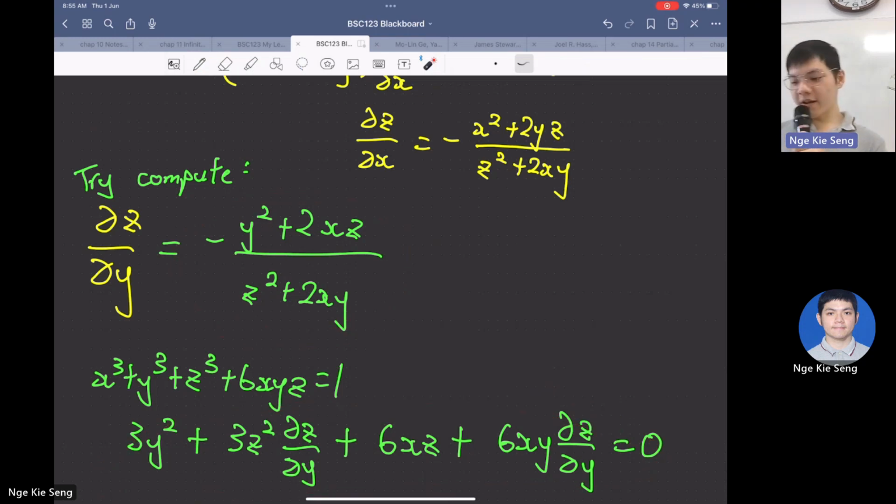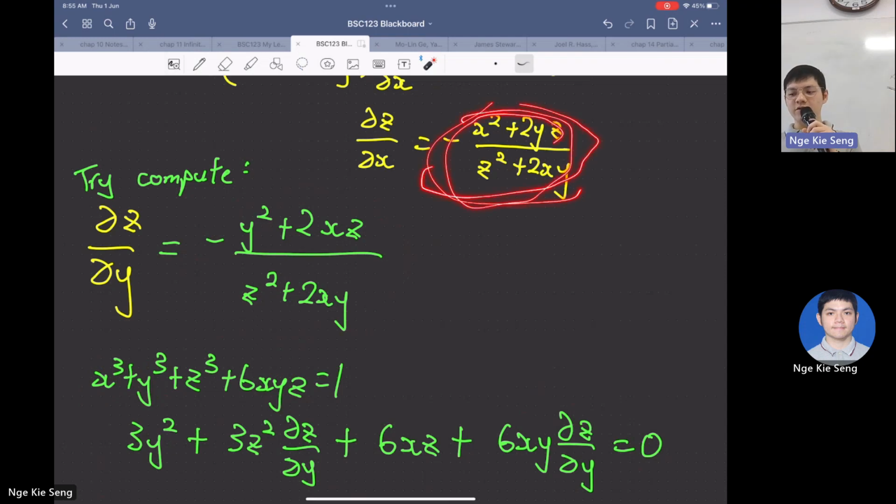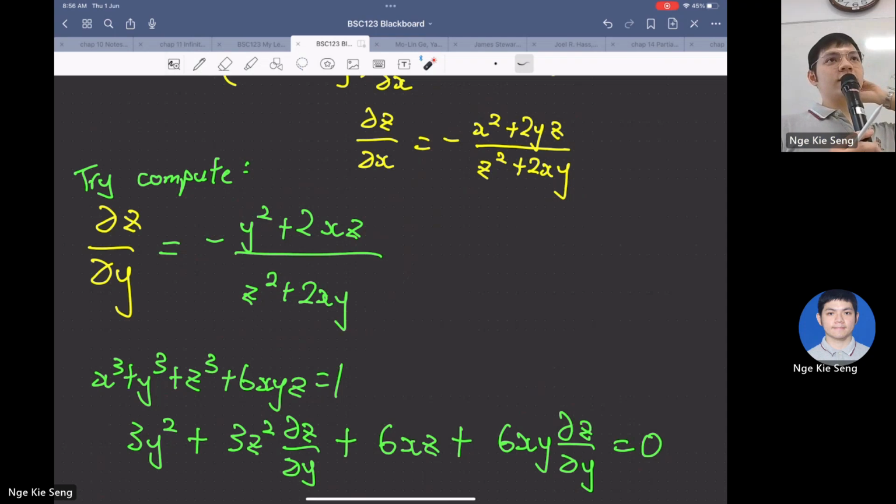Actually, can you observe something here? Symmetry. Because the original function is symmetric in x and y. If you swap the positions of x and y, you still get the same formula. So in this differentiation, if you swap x and y, you will get the other answer. This is one way to guess your answer.